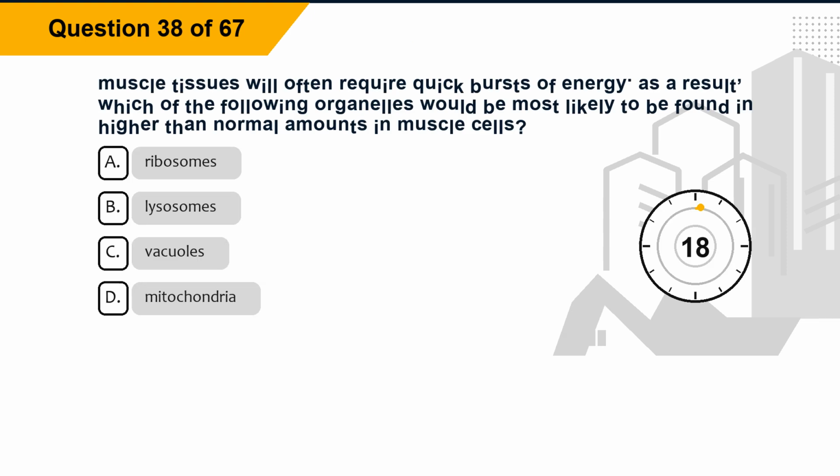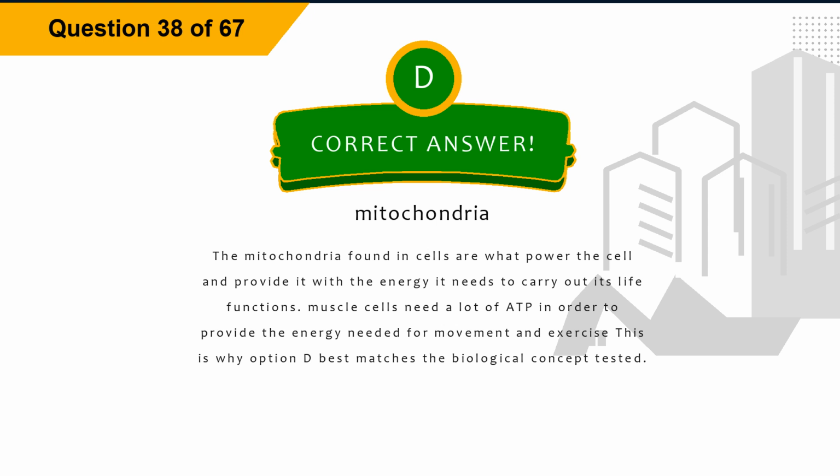Question 38. Muscle tissues will often require quick bursts of energy. As a result, which of the following organelles would be most likely to be found in higher than normal amounts in muscle cells? Option A, ribosomes. Option B, lysosomes. Option C, vacuoles. Option D, mitochondria. The correct answer is option D, mitochondria.